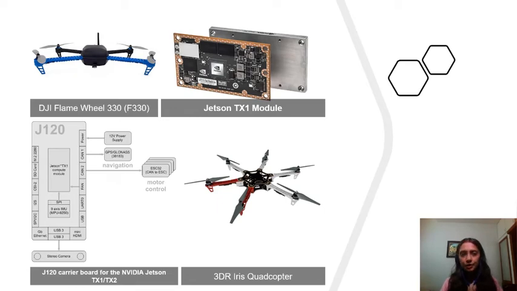For implementation of this model, the hardware needed is a Jetson TX1 module, which is a supercomputer, which will be used to process the images and estimate the velocity. Then a 3DR Iris quadcopter. Along with this, a J120 carrier board is required to connect the Jetson supercomputer module. So velocity estimation is one of the many attributes required to ensure a soft landing.